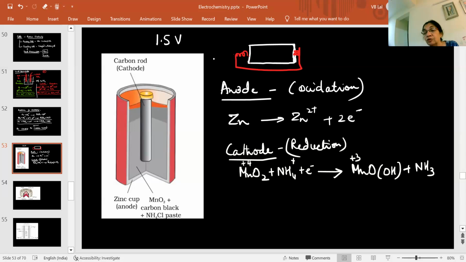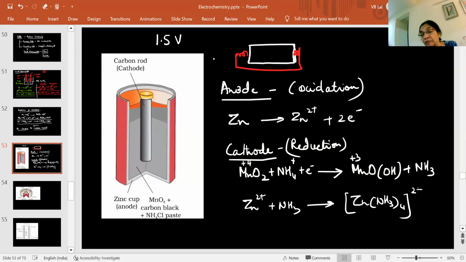Okay, so this changes into ammonia. And that is why when the cell decomposes or something happens, at that point of time, you will get the smell of ammonia. Now this ammonia is not able to come out as gas. So this ammonia combines with zinc ions. So zinc ions and this ammonia combine and form a complex, which is Zn(NH3)4 2+. It becomes a complex ion, right?